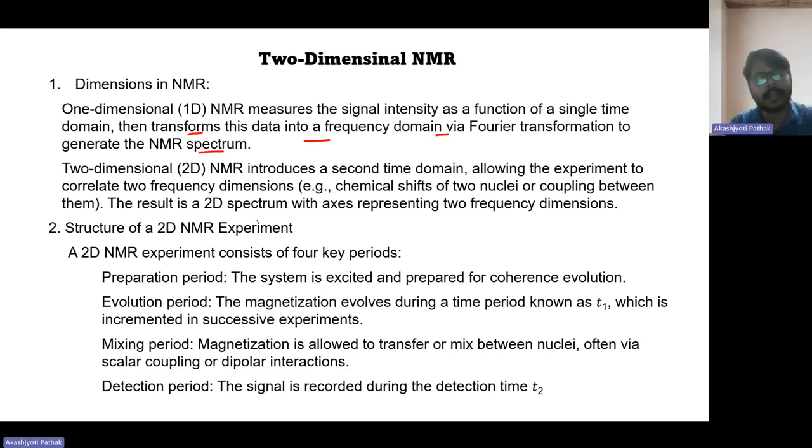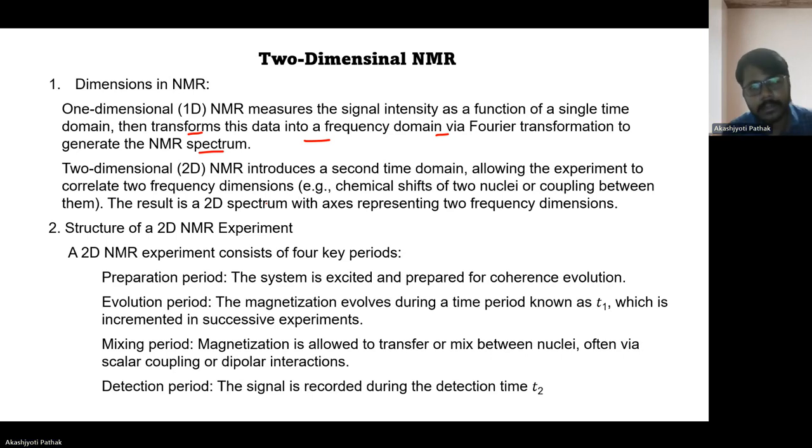But in two-dimensional NMR spectra, we are able to get better resolution. Some of the peaks that might have merged in one dimension are resolved, because we are not only considering the nuclear spin of one nucleus, but two nuclei simultaneously, say carbon and proton, or nitrogen and proton. That gives rise to two dimensions. It correlates two frequency dimensions, for example chemical shifts of two nuclei or coupling between them. So the result is a 2D spectrum with axes representing two frequency dimensions.